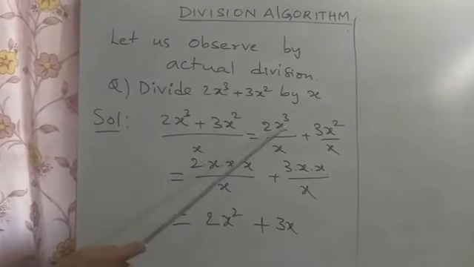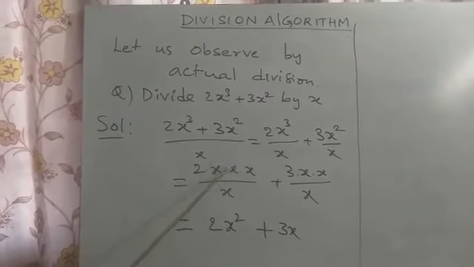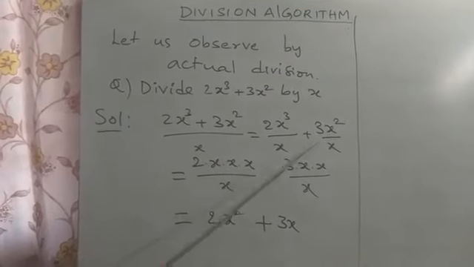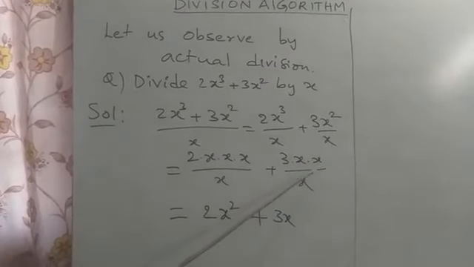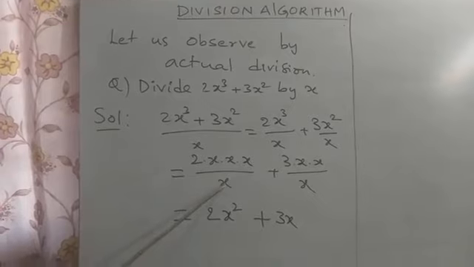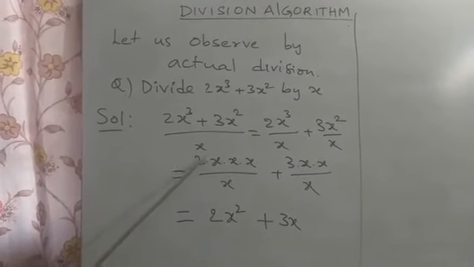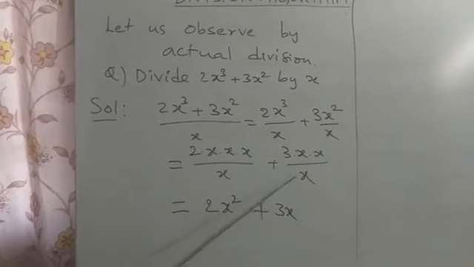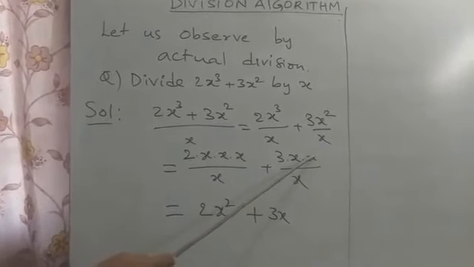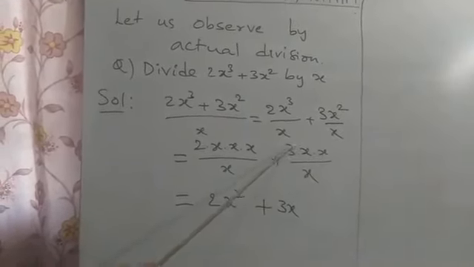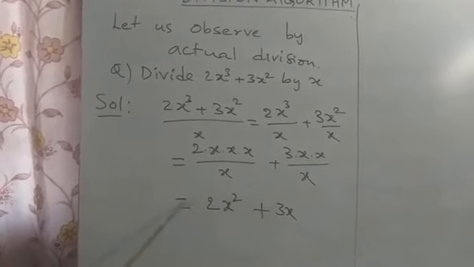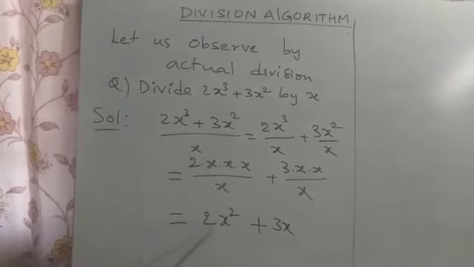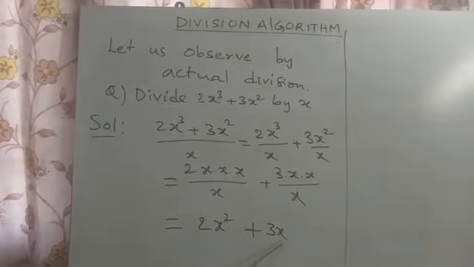We can write x cube as x into x square whole by x, and x square as x into x whole by x. Here the denominator x and the numerator x will be cancelled, so the remaining is 2 into x square, that is 2x square. Here again the denominator x and the numerator x will be cancelled and the remaining is 3 into x, 3x. So the resultant solution is 2x square plus 3x.